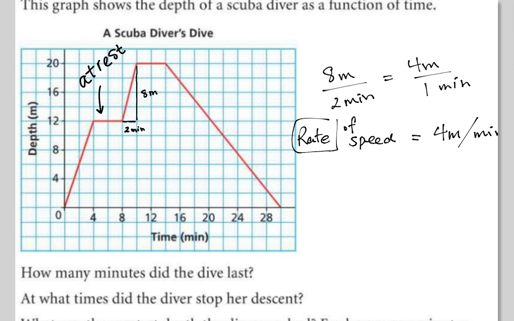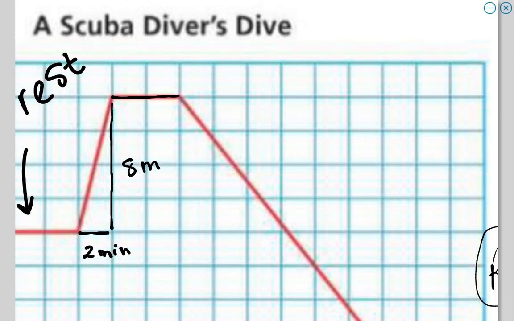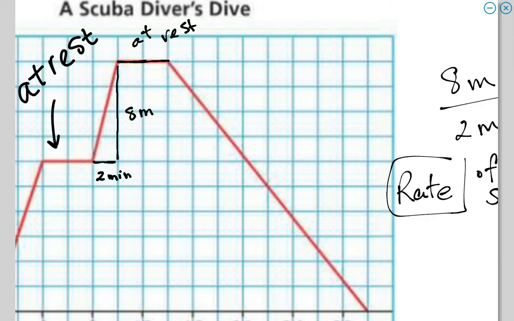Okay, now what happens for the flat part? At rest again, very nice. And for how long? Two increments, so good, 4 minutes. Now here comes the interesting part.